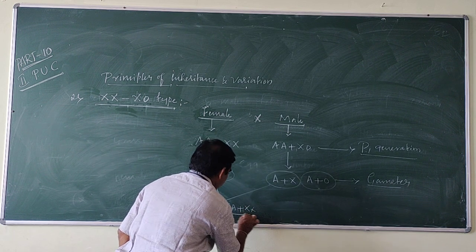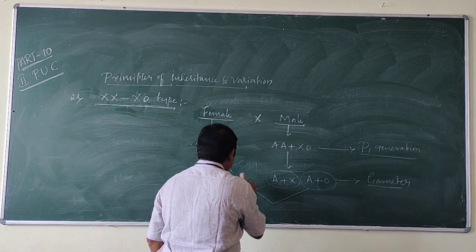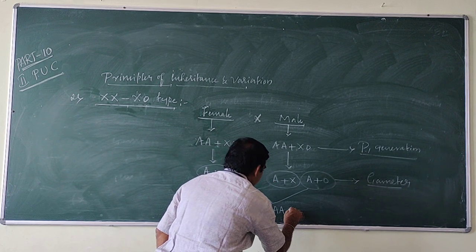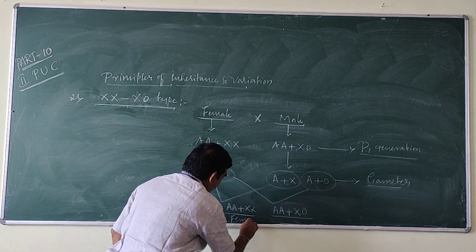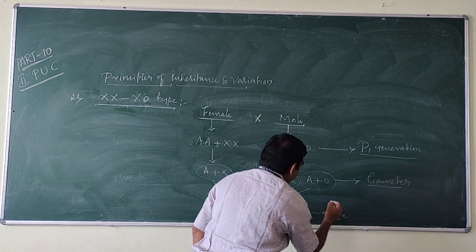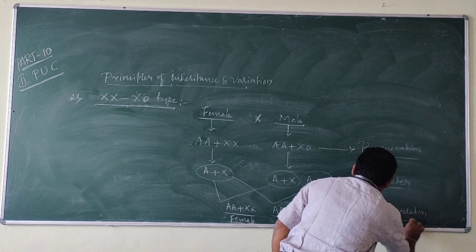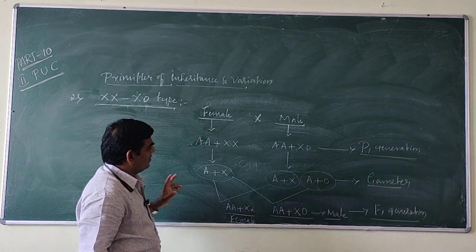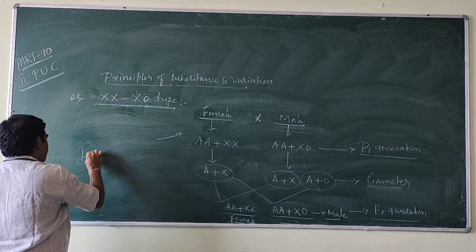Then X, XX, and XO. XX is female and XO is male. This is the F1 generation: XO male, XX female. This is the sex determination in grasshopper.